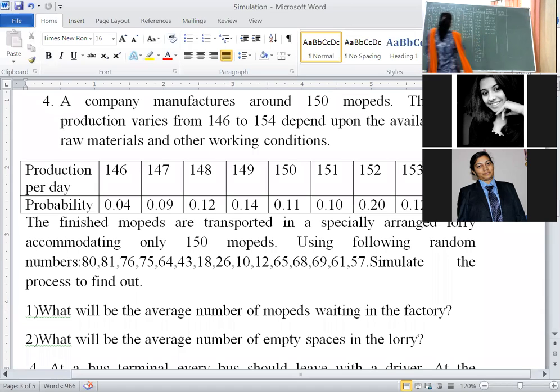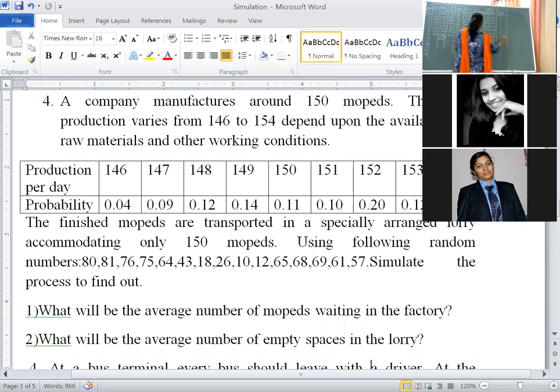Then, next, 8th day. 149 mopeds are available. We have to transport 150. That means 1 is not available. Previous we are having balance is 10. We have to accommodate 1. That's why 10 minus 1 is equal to 9. Then, 9th day, 147. That means 3 is less. 9 minus 3, 6. There is no empty space everywhere.